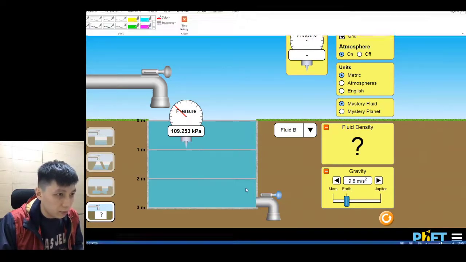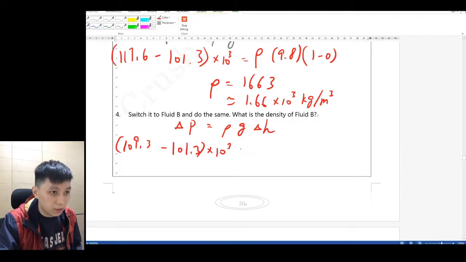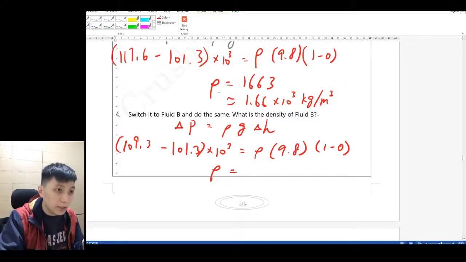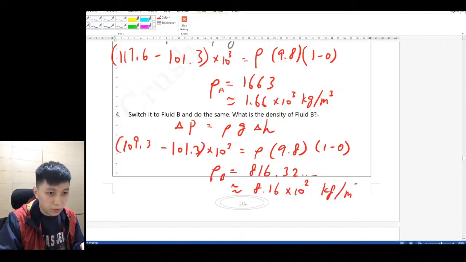109.2, or 0.3 if you like to. Okay, bracket times 1,000, and then rho is unknown, G is the same, height is 1 meter. So again, use your calculator. The answer that you find, let me label better, rho A and rho B. Rho B is going to be 800 something like that. Round it up to 3 sig fig, so 8.16 times 10 to the power 2. Same unit, kg per meter cube.